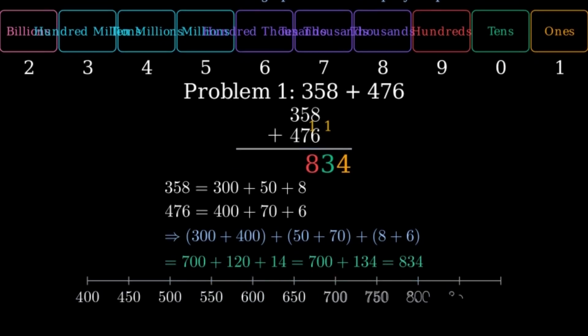Method 3, number line jumps. Start at 476, then jump by 300, then by 50, then by 8. This shows the same result while keeping the tens and ones bundled nicely.